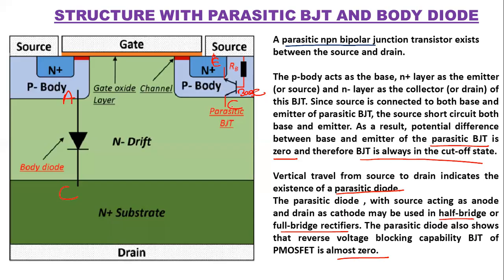So we have a parasitic BJT and a parasitic diode, NPN and PN. You should understand what forms the emitter, base and collector here, and what forms the anode and cathode, with the parasitic BJT and body diode.